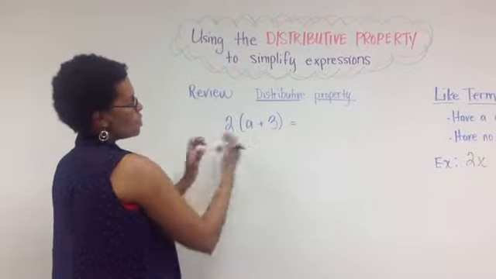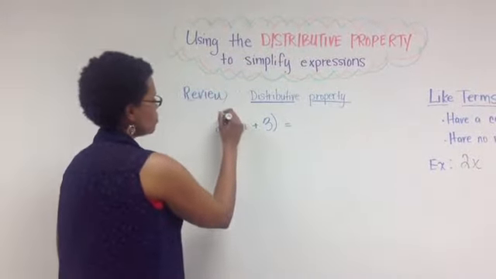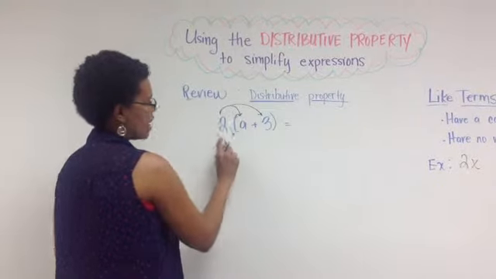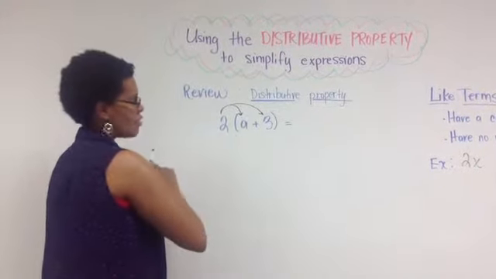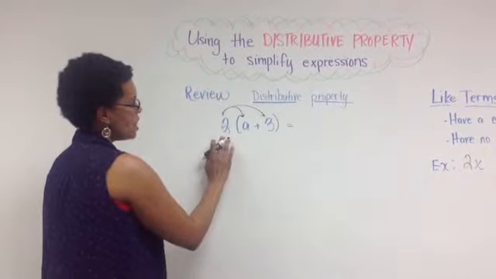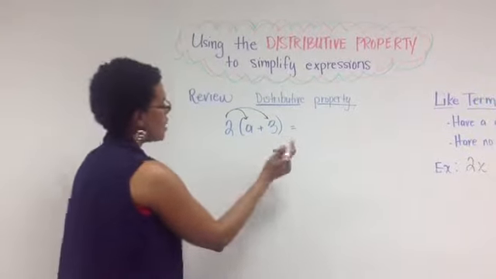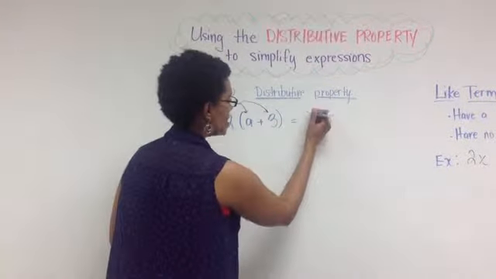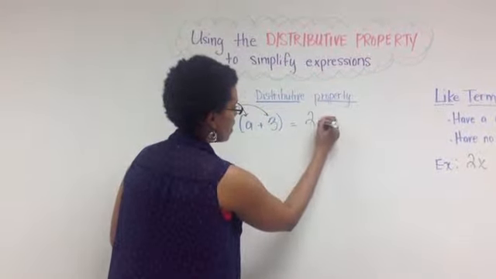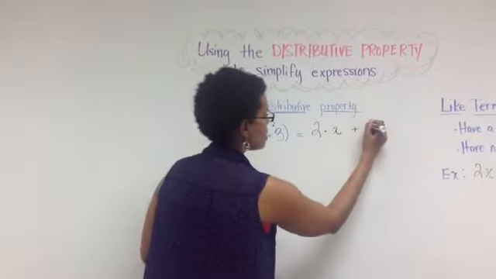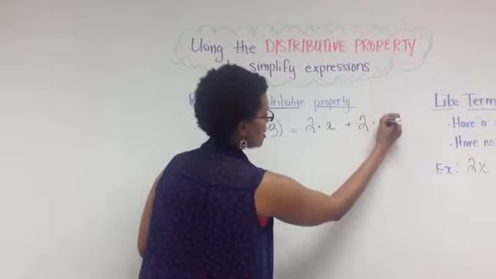You get the same result you would as if you multiplied each value within the parentheses by the factor that's in front of it. So in other words, taking 2 and multiplying it by the sum of a plus 3 will have the same result as taking 2, multiplying it by a, and then adding that product to 2 times 3.